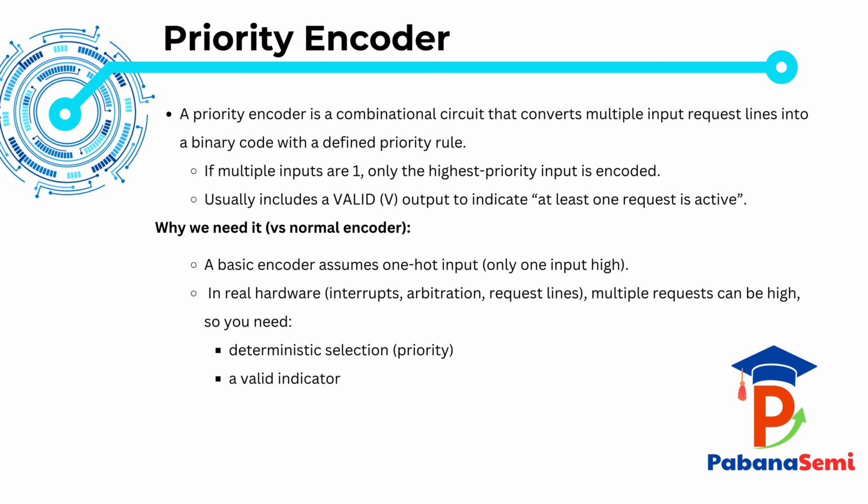Now, why do we need a priority encoder instead of a normal encoder? A basic encoder assumes a one-hot input, meaning only one line should be high. But in real hardware, like interrupts, arbitration, and request systems, multiple requests can happen simultaneously. So we need 2 things. First, a deterministic selection using priority, and second, a valid indicator to confirm that a request is present.